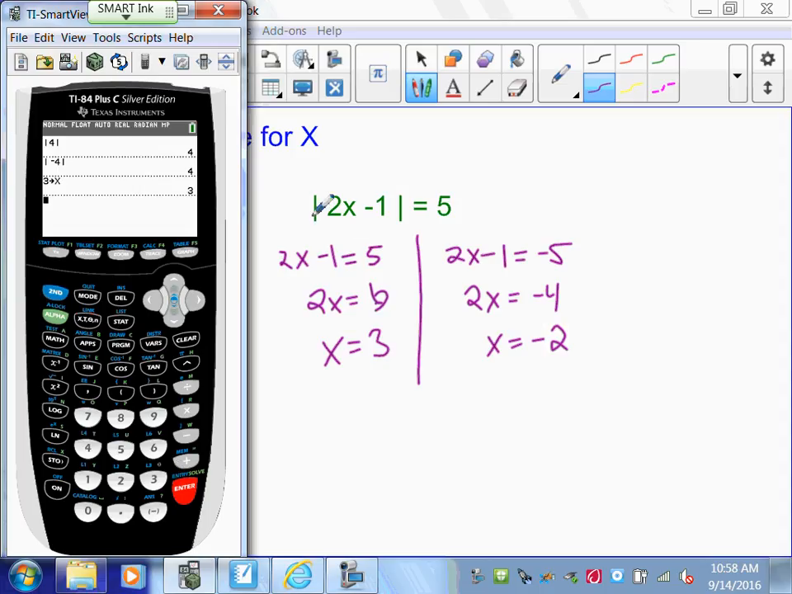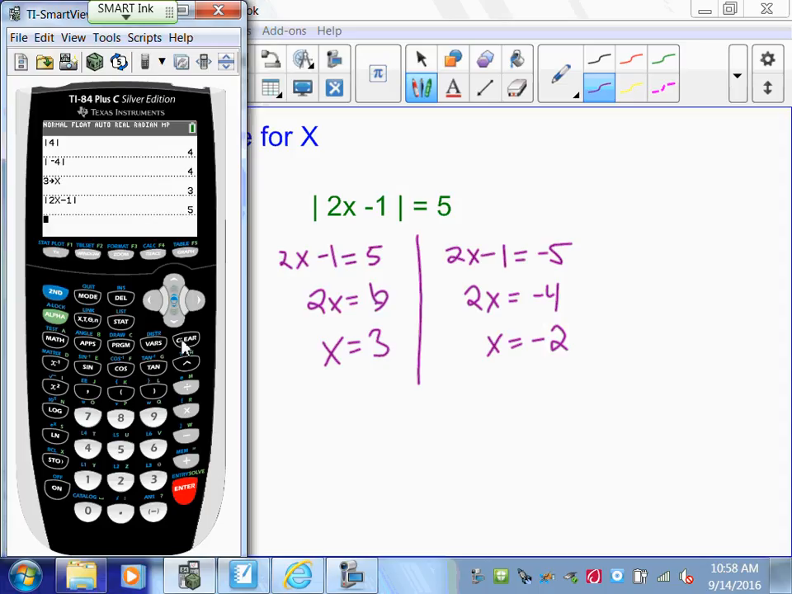Then you just type in that equation. Second 0 gives you the absolute value, and then 2x minus 1. And the answer should be 5. It is! Sweet. Store is right on top of the on button. Let me show you another one.